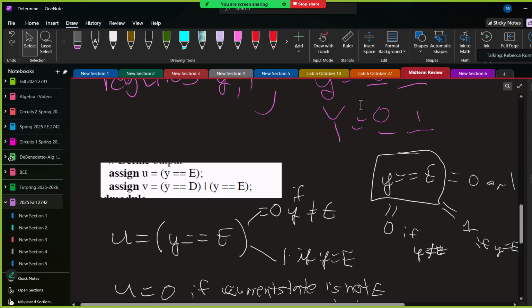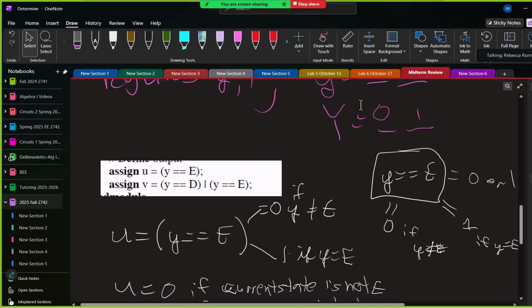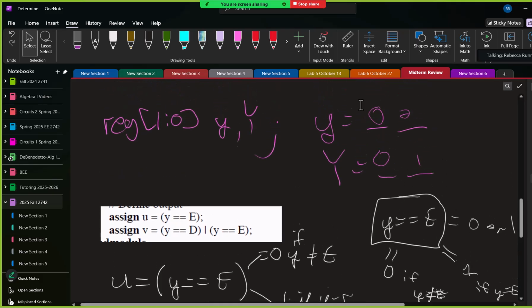Okay, so we were just looking at this: assign u equals y equals e, assign v equals y equals d or y equals e. This is telling us we have 2 outputs. One of them is u, and u is 1 if our current state is e, and 0 if it's not. And v is 1 if our current state is d or e, and 0 if it's not.